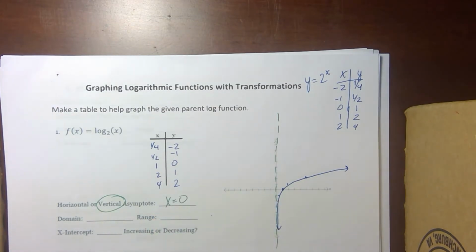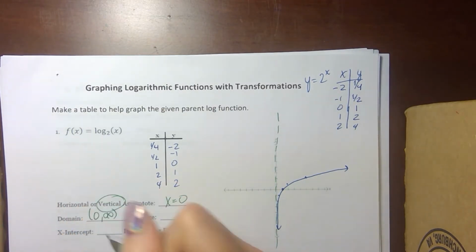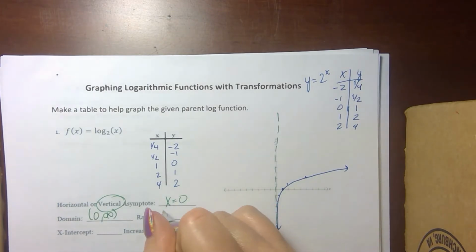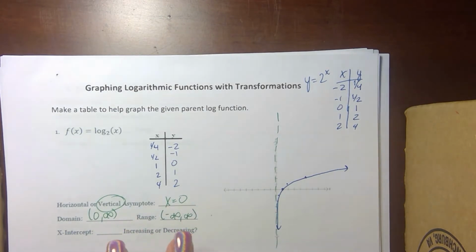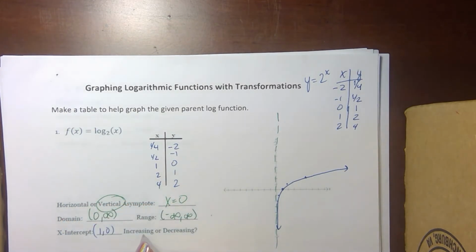The domain of this log function is limited by that vertical asymptote, so my domain is from 0 to infinity. The range of my log function is all real numbers. Remember, that's the inverse or the flip of what it would have been for the exponential function base 2. I have an x-intercept. My x-intercept is at 1, 0, and this function is increasing.